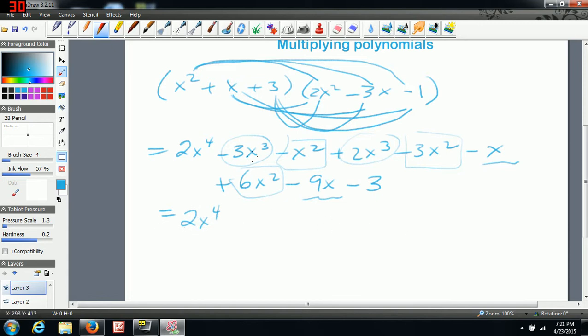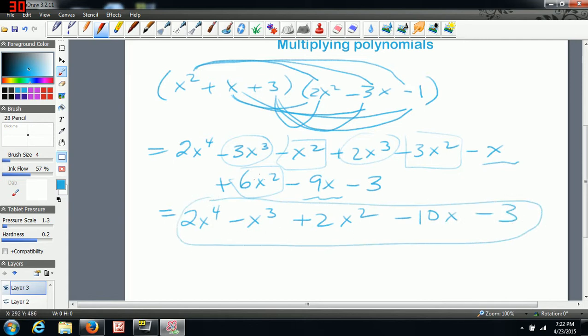So that one, and then we look at the x cubed. Negative 3x cubed plus 2x cubed is negative x cubed. And then negative x squared minus 3x squared is negative 4x squared, plus 6x squared is positive 2x squared. And then negative x minus 9x is negative 10x, and then minus 3. So that would be our final answer. Okay?